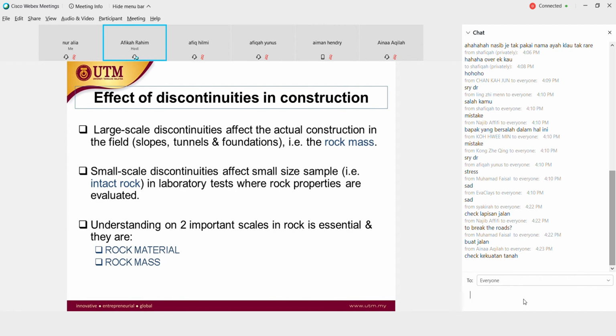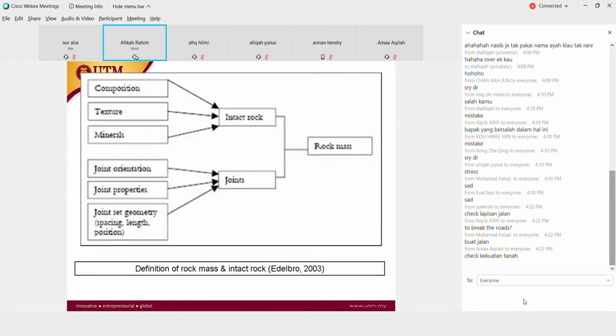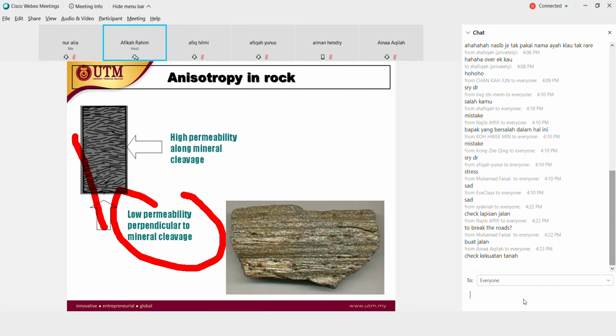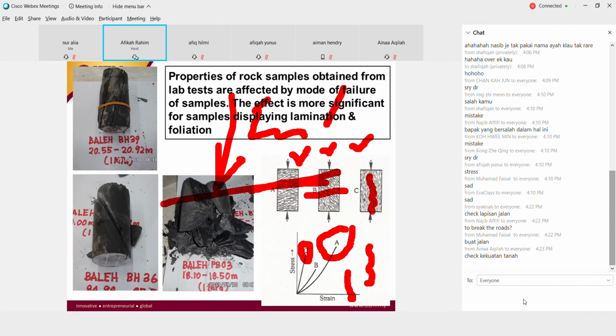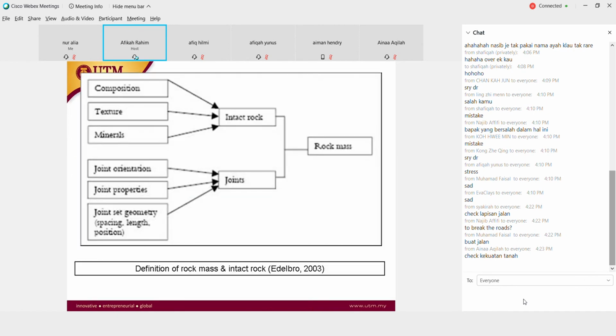Okay, foliation, for example, is not so much affecting the slope, but for lab tests, yes, because it will produce different values, like I have explained to you here. If you bring these numbers to the site, they'll not be so much different, about the same. But if you go for the lab test, yes, it's different.